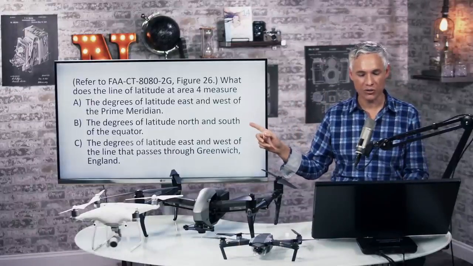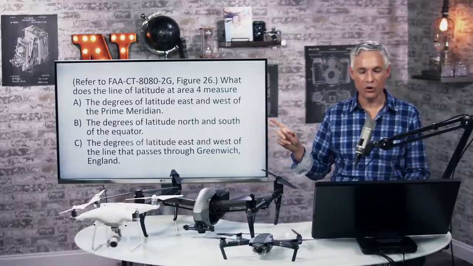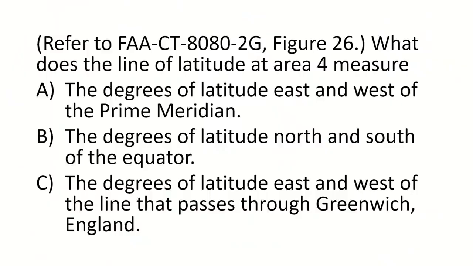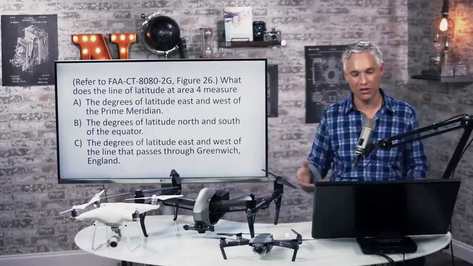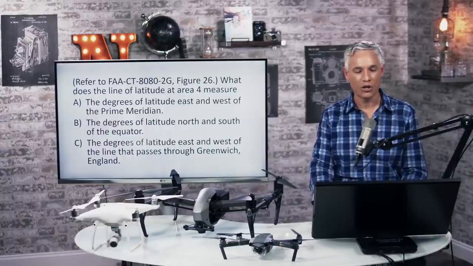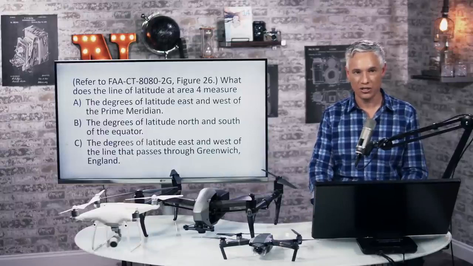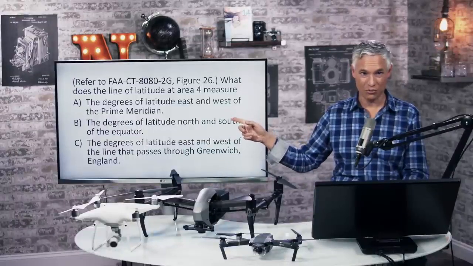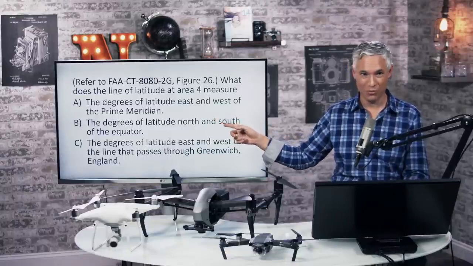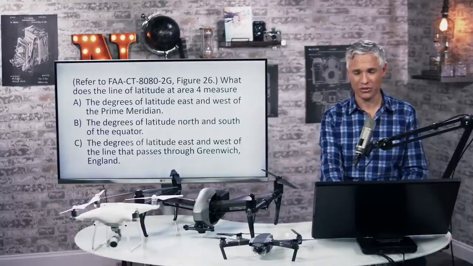But you can answer this question because what do you think a line of latitude would measure? Does it measure east and west or north and south? We just learned this, right? You climb the ladder, it goes up, north, which isn't really up, but that's how we draw it on a map. So it's not the degrees of east and west, latitude's north and south. So right away, we know it's going to be B. You don't even have to look at the chart.